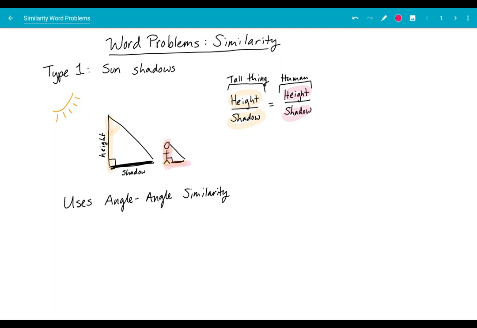Now, this uses something called angle-angle similarity. If I know that two angles, in this case, this top angle and the right angle with the ground, are the same, well, the third angle has to be the same because 180 minus angle 1 minus angle 2 is always going to give you the same value. So if this angle and this angle are the same, then the third angle has to also be the same. And therefore, if they have the same angles, they are similar triangles. So let's see a different type of word problem.